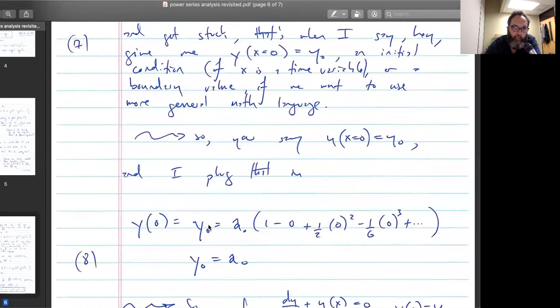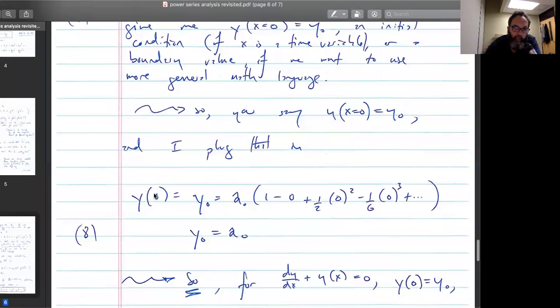And I get y of x equals 0, which has to be equal to y naught, you told me that, is equal to a naught times 1 minus 0 plus 0 squared minus 0 cubed plus a bunch of other zeros. So all that stuff except for the 1 drops out, and I'm left with y of x equals 0 is equal to y naught, and y naught is equal to a naught.